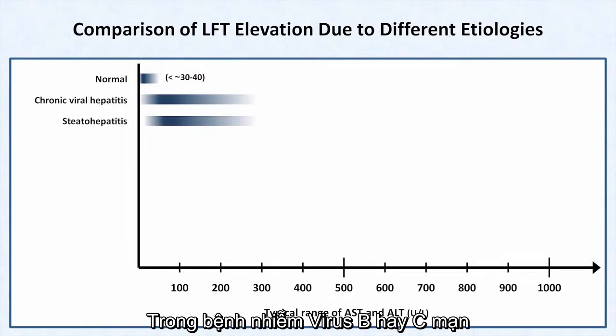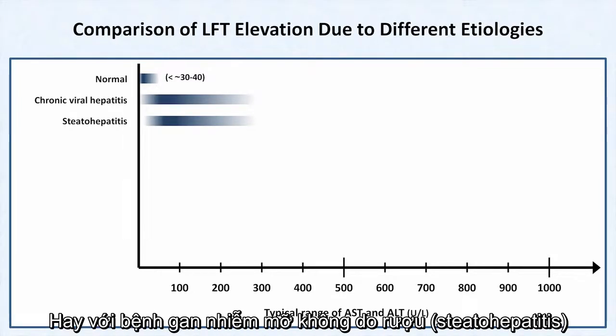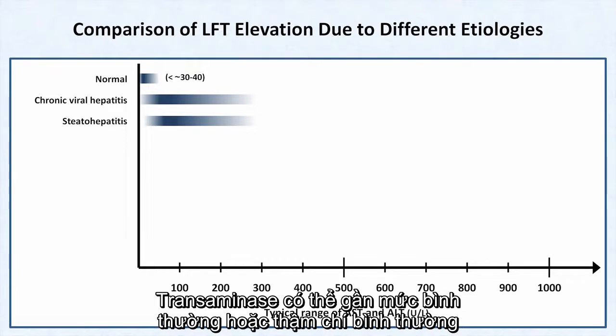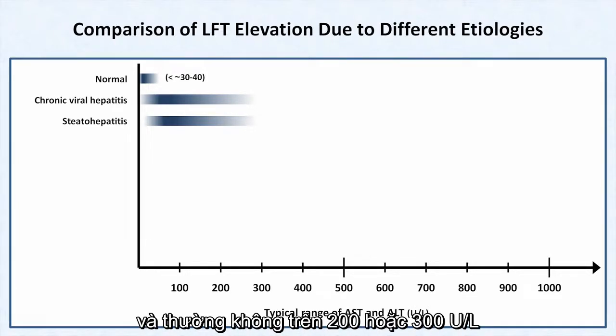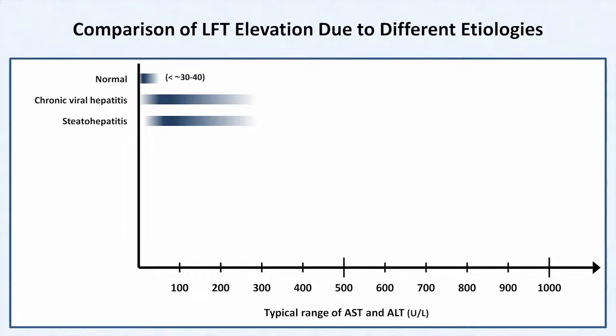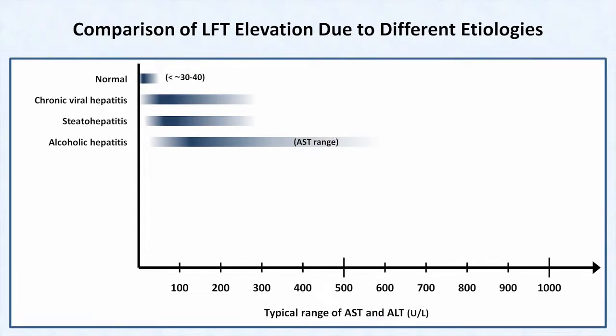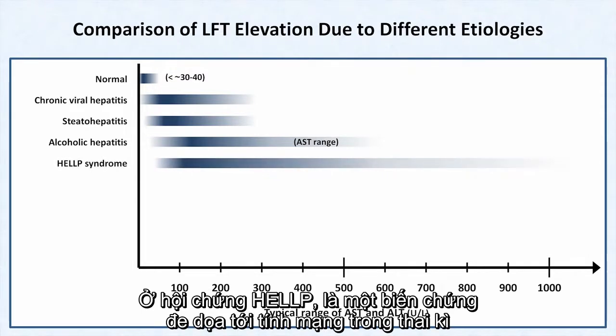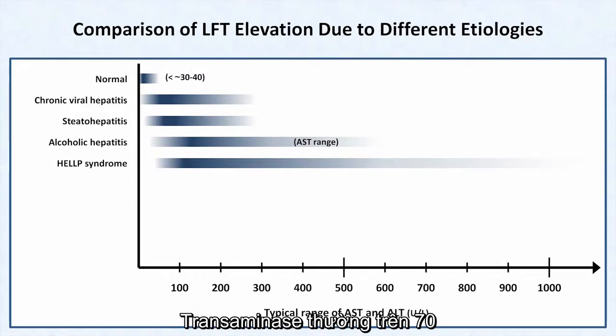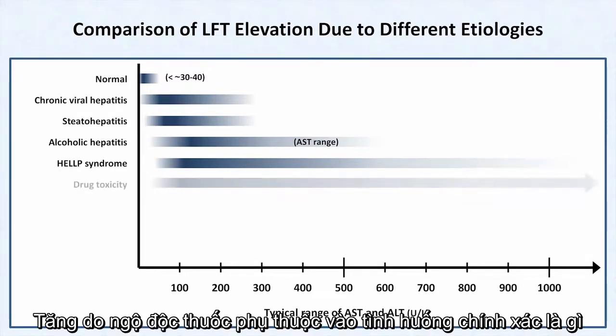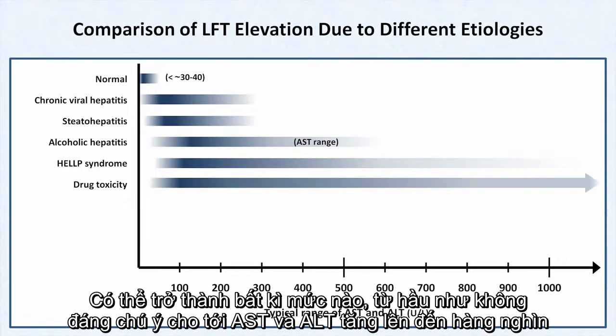In chronic hepatitis B or C infection, or with steatohepatitis, the transaminases can be near normal or even normal, and are usually not above about 200 to 300 units per liter. In alcoholic hepatitis, the AST typically ranges from about 100 to 500, with ALT about 1/2 of that. In the HELLP syndrome, which is a life-threatening complication of pregnancy, the transaminases are usually above 70 and can range into the high hundreds. Increases from drug toxicity, depending upon the exact situation, can be anything from barely noticeable to an AST and ALT in the thousands.